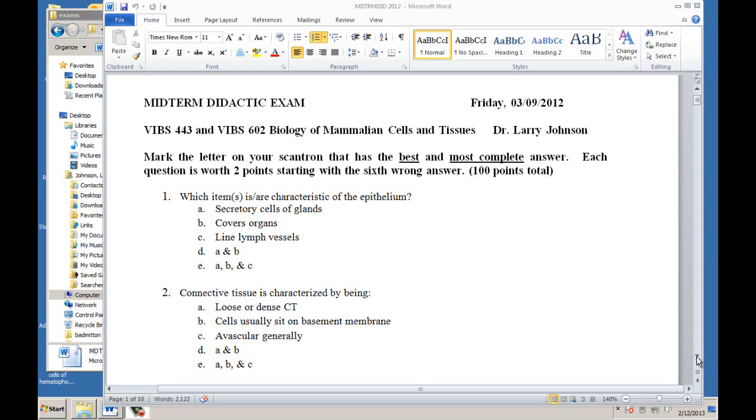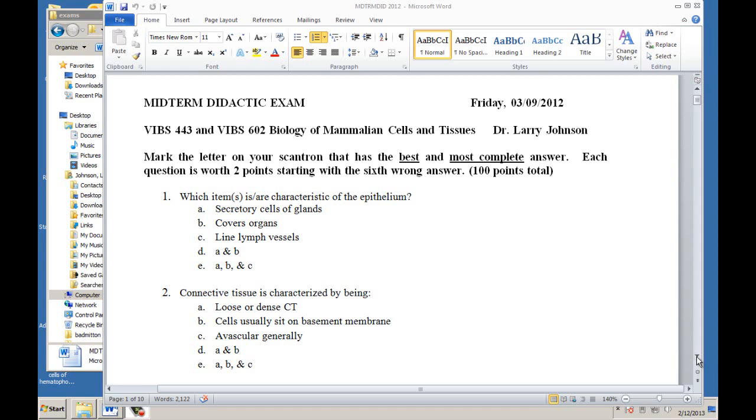Let's go over a few questions from the midterm didactic exam. It was taken in 2012. You're supposed to choose the best answer for 2 points each. Which item is characteristic of epithelium? Secretory cells of glands? Yes. Covers organs? Yes. Lines lymph vessels? Yes. So the answer is E.